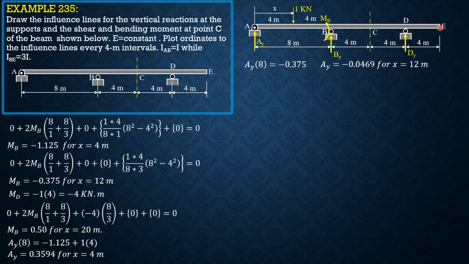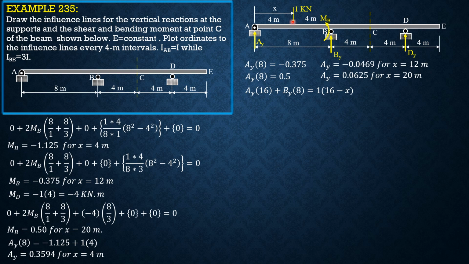Then when the unit load is at D, AY is 0 again. Then at E, when x is 20, moment at B is 0.5. So the equation considering AB, summation of moment about B equals 0, is AY times 8 equals 0.5. So AY equals 0.0625 for x equals 20 meters. Then, considering the entire system, summation of moment about D equals 0. So AY times 16 plus BY times 8 equals 1 times 16 minus x in general.